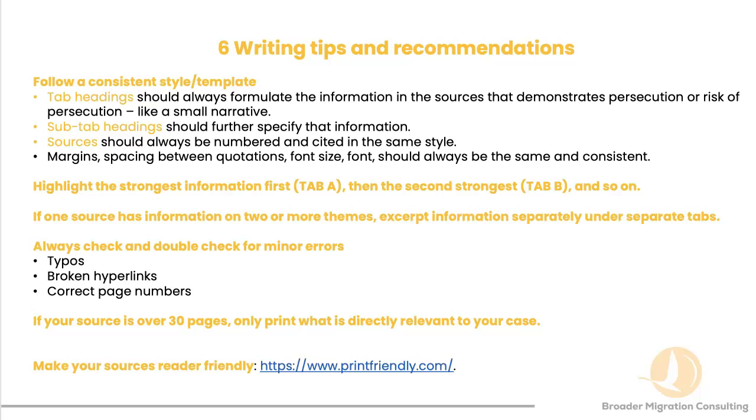4, always check and double check for minor errors. Check for typos, check for broken hyperlinks, correct page numbers. 5, if your source is over 30 pages, only print what is directly relevant to your case. 6, this is the final tip, make your sources reader-friendly, especially if you have news sources that have ads. Those can be really hard to read for adjudicators, so you can go to this website called printfriendly.com, and if you plug in the URL to a news article, for example, it will remove all the ads and such and keep the text only. So that's very useful, I found.